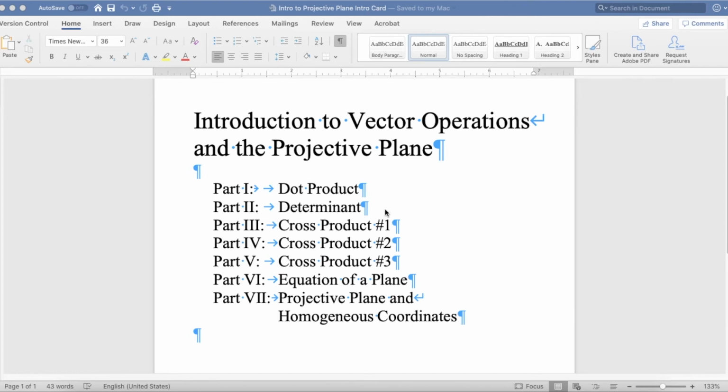So next up is the determinant, and we will look at how the dot product is related to the determinant and how the determinant gives you the area of the space between two vectors, and then we'll move on to the cross product and how the cross product is used in finding three-dimensional determinants, then the equation of plane and the projective plane. So please come back.